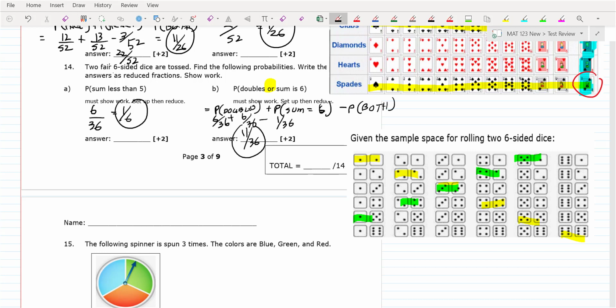There's 6 doubles. Oh, there's 5. I'm getting a little sloppy here. I'm sorry. I highlighted 5 green things. So that would be 6 out of 36 plus 5 out of 36, so that would be 10 out of 36, and then you can reduce that fraction. You can divide by 2, or you can use your calculator. That would be 5 out of 18. So that's how that goes.